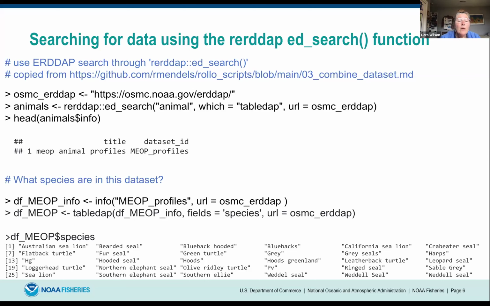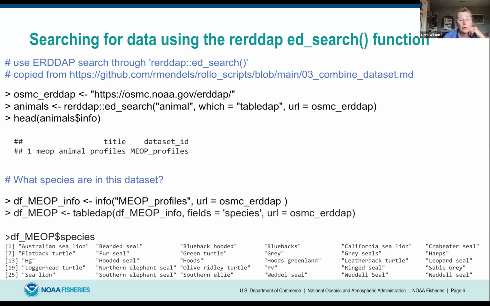We wanted animal data. Now we're interested in what species are in this data set. So we're going to use the info function of rerddap, and we give it the data set ID, that's MEOP_profiles, and we give it the URL, which we previously defined. And then we return that into the data frame MEOP_info. And then we extract the field that says species out of that, and it gives us all of the species in there. You can see that there are about 30 different species in this data set. We have Weddell seal spelled in 3 different ways.